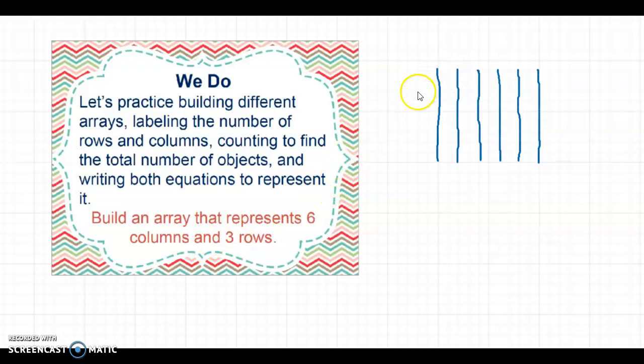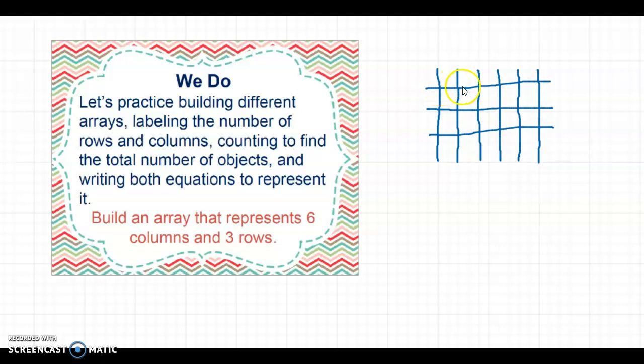Next, we're going to have 3 rows. So I'm just going to draw 3 lines to represent my 3 rows. 1, 2, 3. Alright, we're going to ignore all these extra spaces.